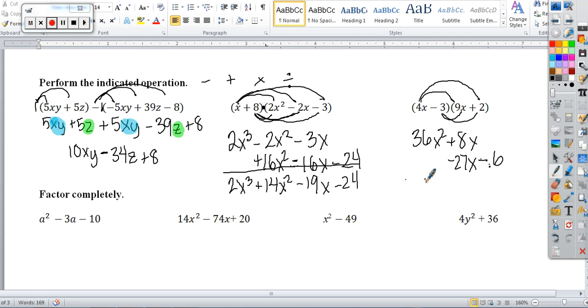Negative 6. Now we just combine our x's. So 36x squared. Here we get 8 minus 27, negative 19x minus 6. And folks, it's done. Okay? Alright, moving on to the next section.